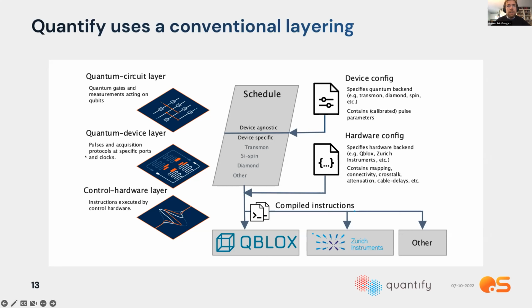We have a quantum circuit layer, quantum device layer, and then it compiles down to the hardware. Information comes in from different configuration files, and we can compile to the different hardware. So this is all fairly standard.